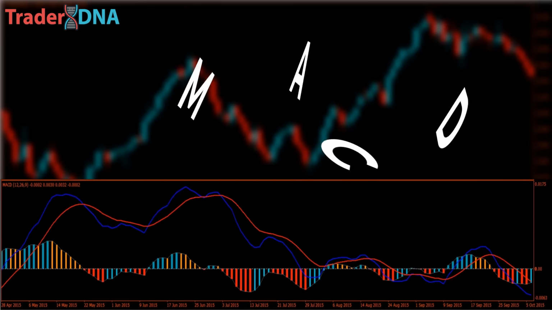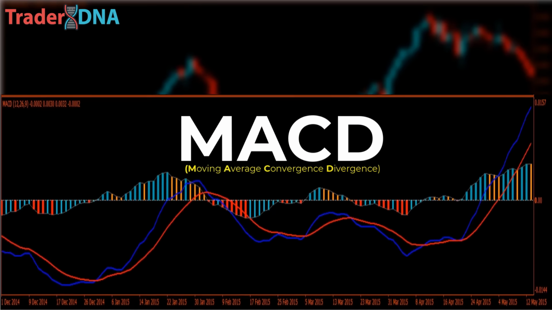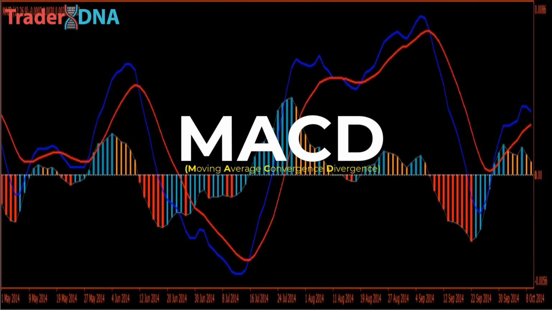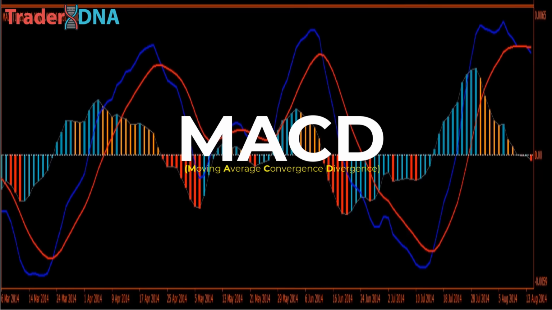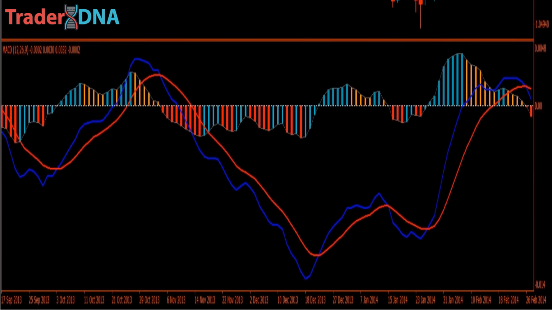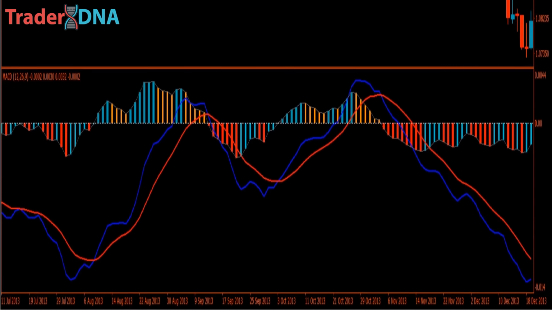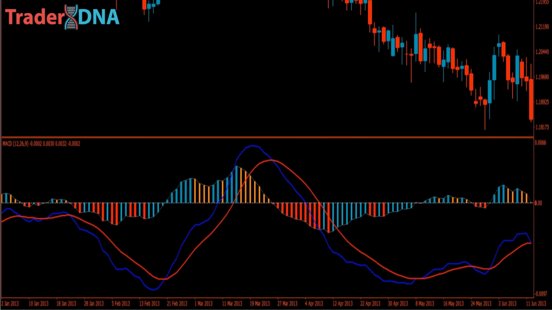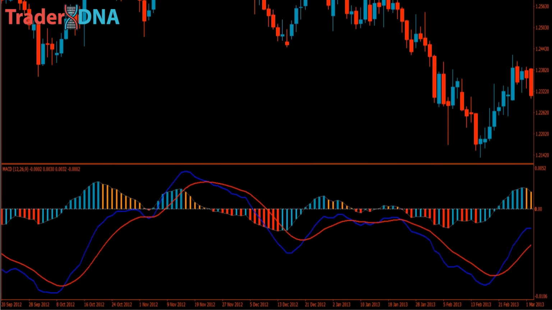The Moving Average Convergence Divergence, more commonly known as MACD, is one of the most reliable and straightforward tools used by traders across the globe. Despite its simplicity, it holds incredible power in identifying both trends and momentum within price movements, making it an invaluable asset for any trader looking to navigate the markets effectively.